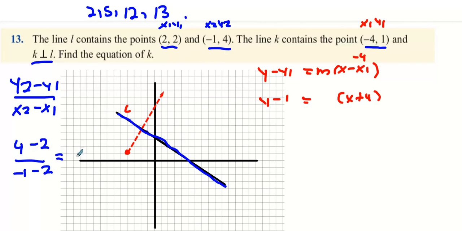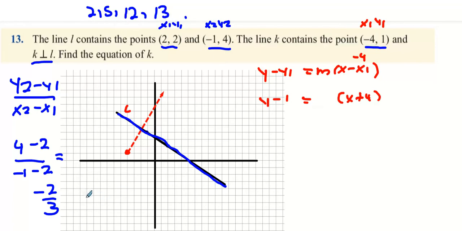So that is going to give me minus 2 over 3. We can check if that's right. 2 down, 3 across, 2 down, 3 across, 2 down, 3 across. Yeah, that's roughly right. So that's our slope there. Oh, sorry, no, that's not the slope we're looking for. That's the slope of the blue line. I need the slope of the red line.